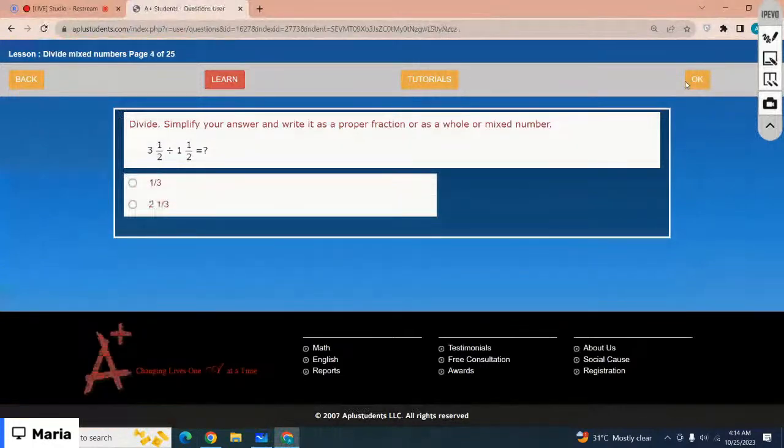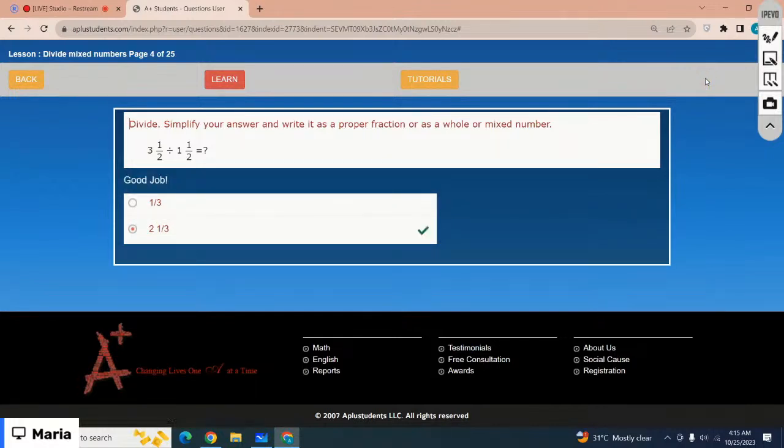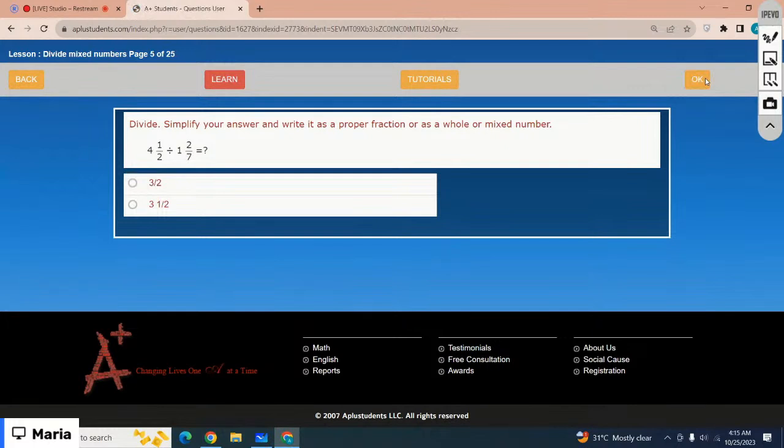Okay, divide. Simplify your answer and write it as a proper fraction or as a whole or mixed number. So the correct option is 2 whole 1 over 3. I'm just guessing the answers, right? Okay, the next one is 4 whole 1 over 2 divided by 1 whole 2 over 7. So which is the correct option?